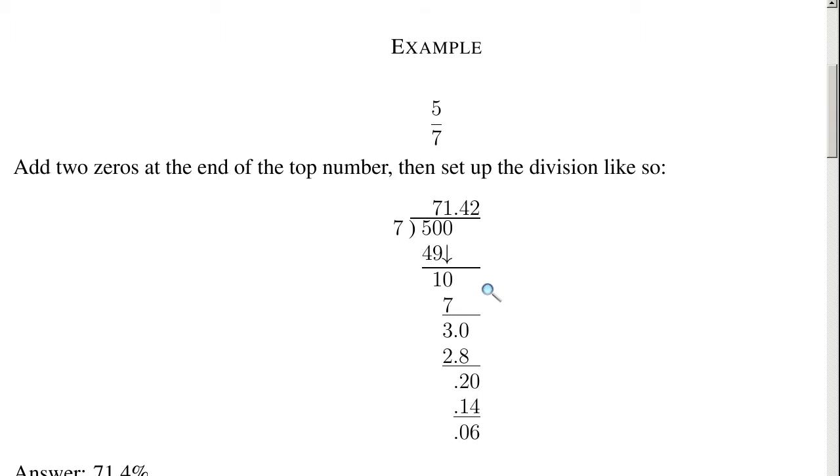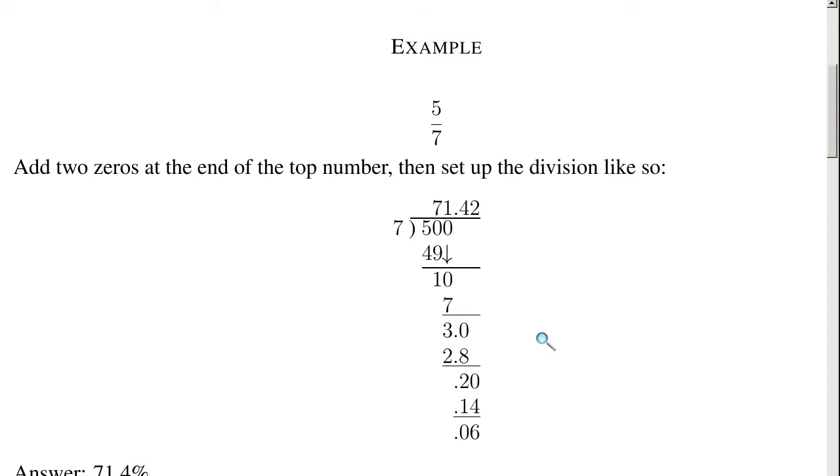Okay, so now we repeat the process. We have 10. How many times can 7 be pulled out of 10? Well, only once, because 7 times 1 is 7. 7 times 2 is 14, so 14 is obviously too big. We write the 1 right up here in this column, right next to the 7. And then 7 times 1 is 7. 10 minus 7 is 3. Okay, so we got 71 up here. We got 3 down here. What do we do next?